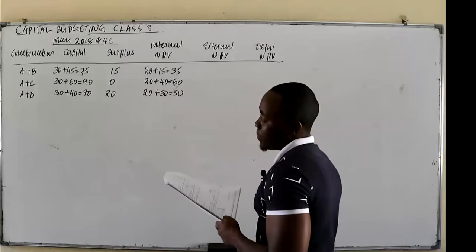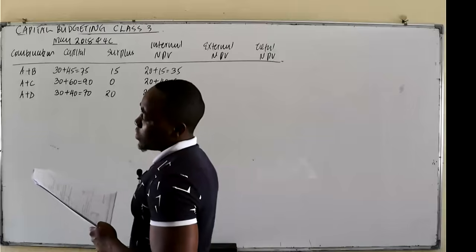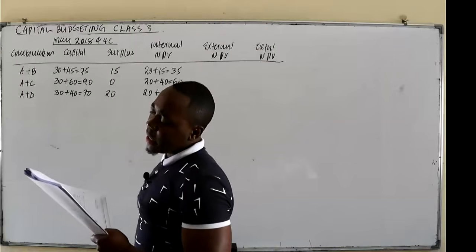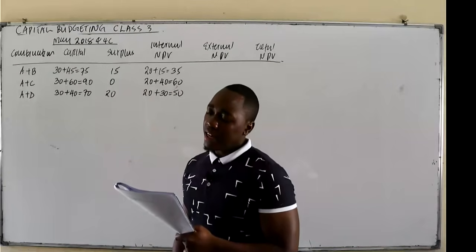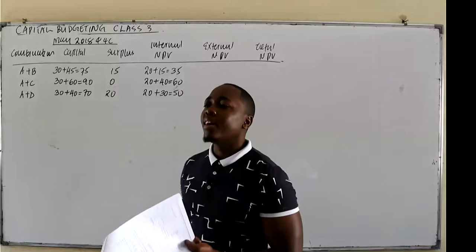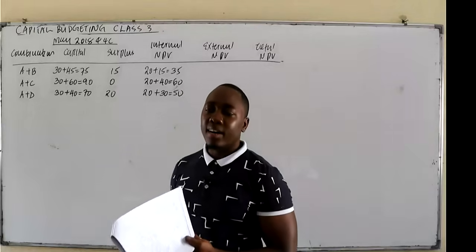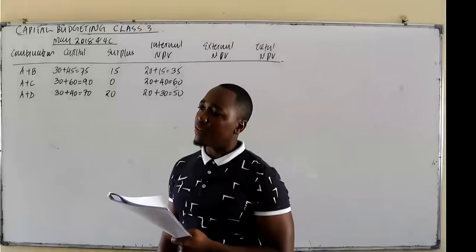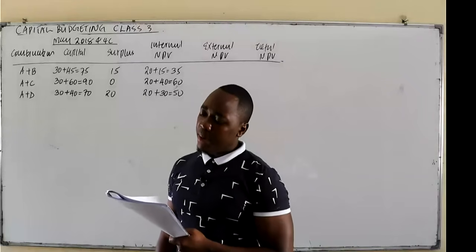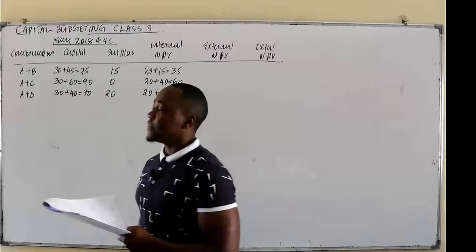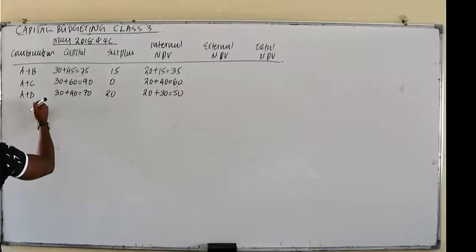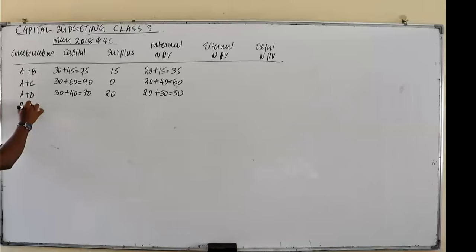Any other project combination? Can we combine B and C? B requires 45, C requires 60. The total is 105. That one exceeds our capital. So that one we cannot combine. What about B and D? B requires 45, D requires 40. You get a total of 85. So we can combine B and D.